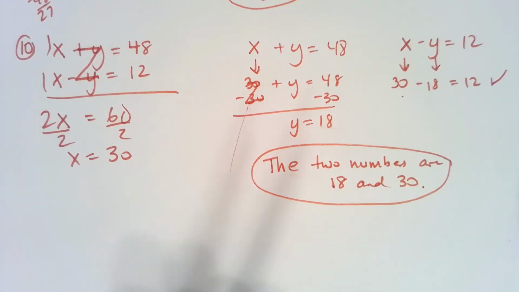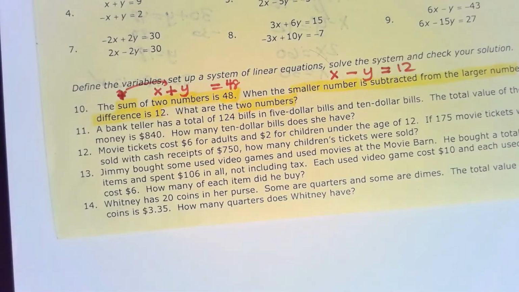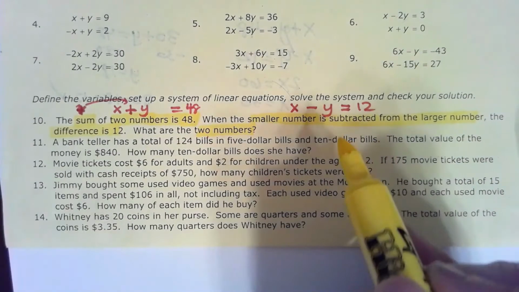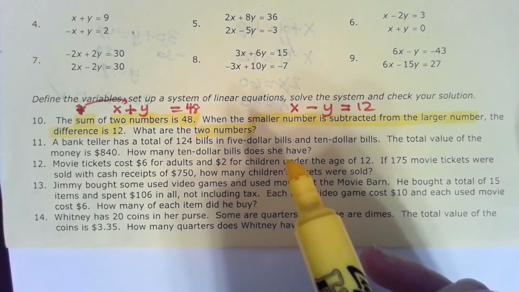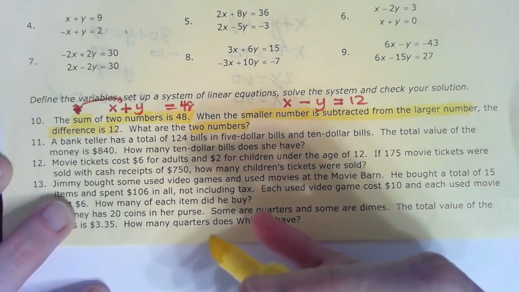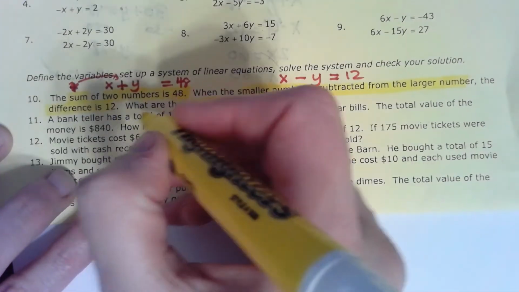All right, let's take a look at the last one I said I was going to do with you, number 11. And again, we're going to highlight, we're going to write down what we know. Even though we didn't make a list, we actually listed what we knew up here. We didn't have anything to eliminate. We went right to making sure to read the question, and then we solved. Okay, a bank teller has a total of 124 bills.